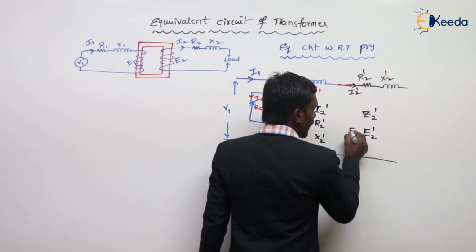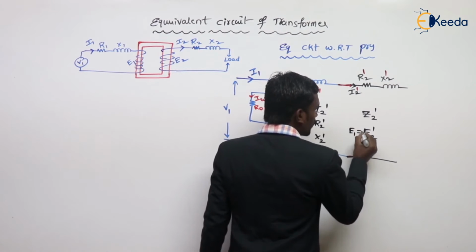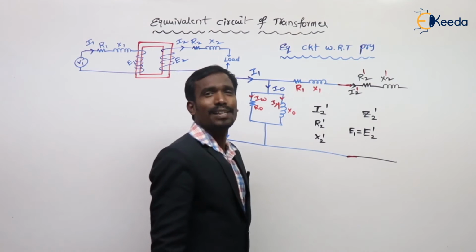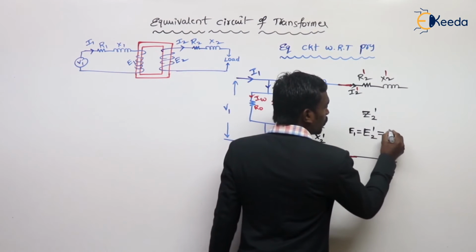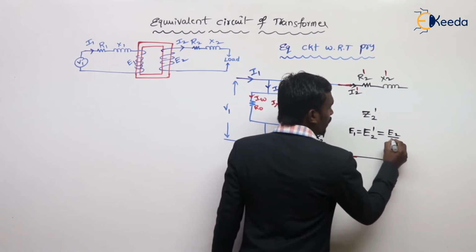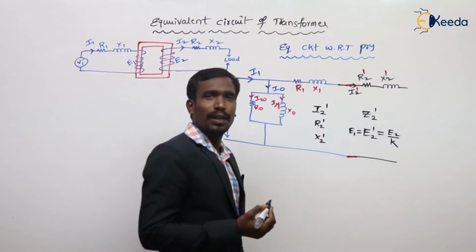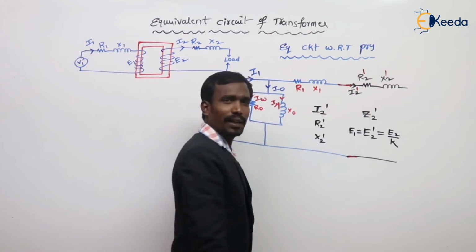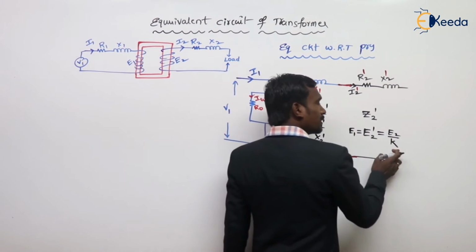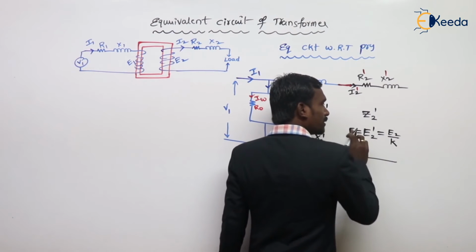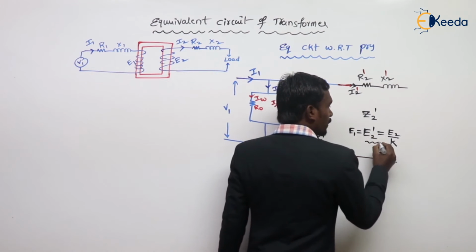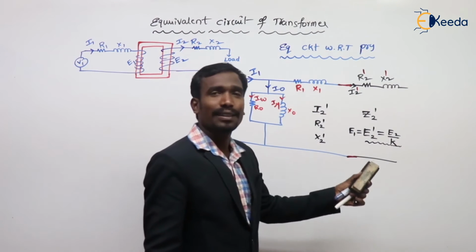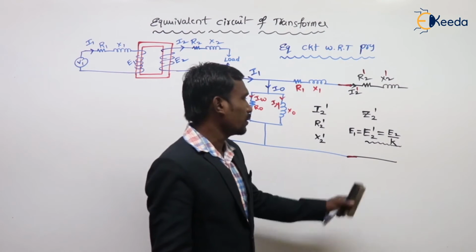So we can write E1 is equal to E2 dash. This E2 dash is equal to E2 by K. We know that E2 by E1 is equal to K. So E2 dash is equal to E2 upon K.